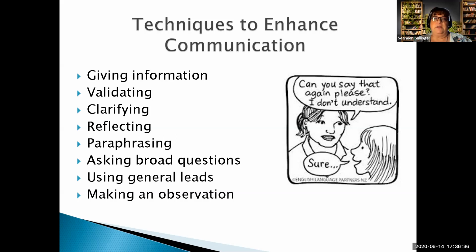Making an observation. Oh, well, it looks like you're feeling good today. You have a smile on your face. I think that would be making an observation that can help to enhance communication, as opposed to saying, gosh, looks like you didn't get any sleep last night, which is an observation, but it's not necessarily a very positive one.